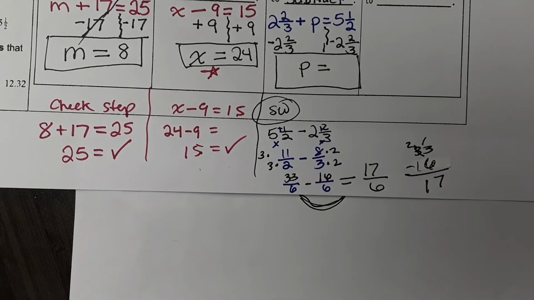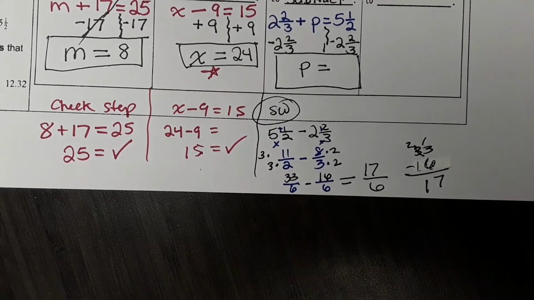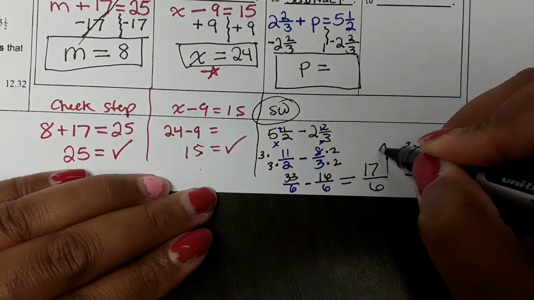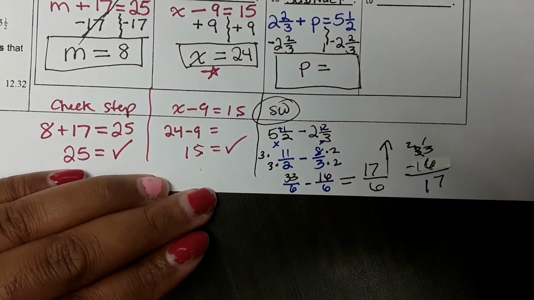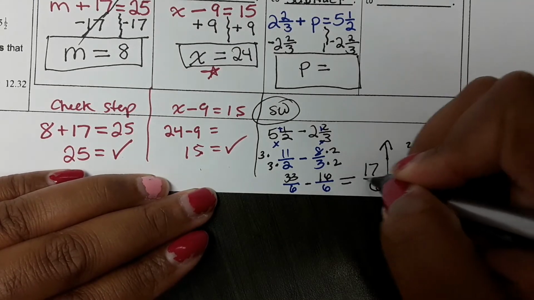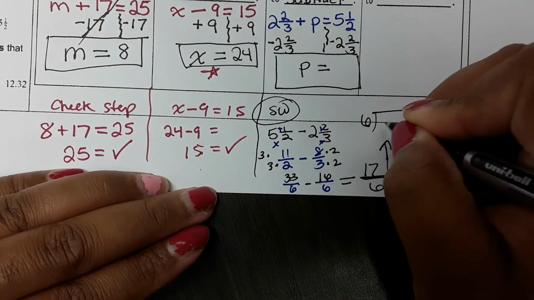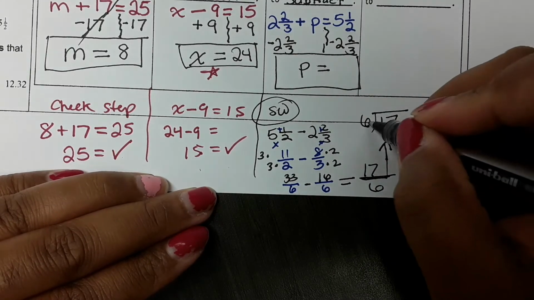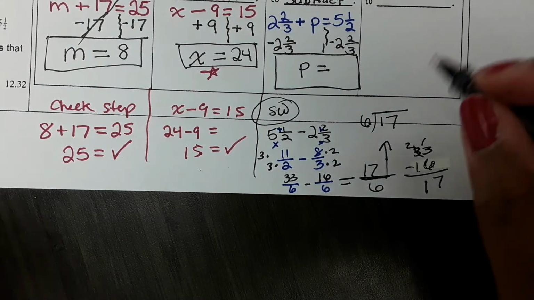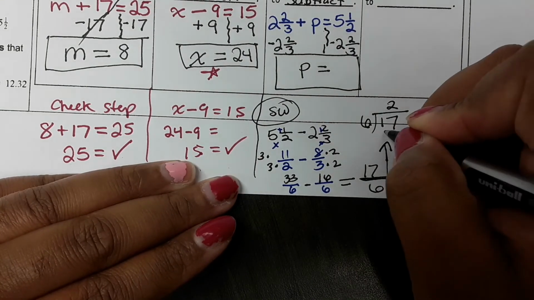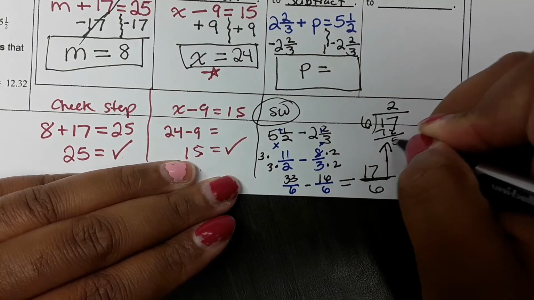From here, it's in an improper fraction, so let's change it to a mixed number. Simple. You see this fraction bar, it simply means you're dividing. It's the bottom number, 6, into the top number, 17. How many times does it go into 17? 6 times, let me guess, 2 for 12. With how many pieces left over? 5.